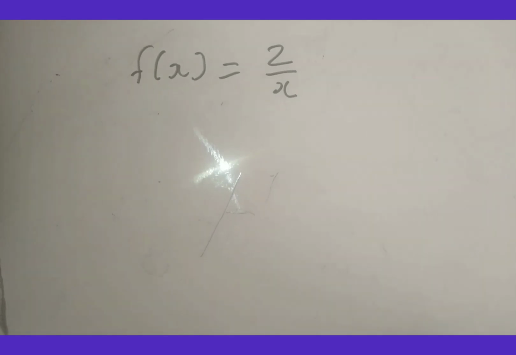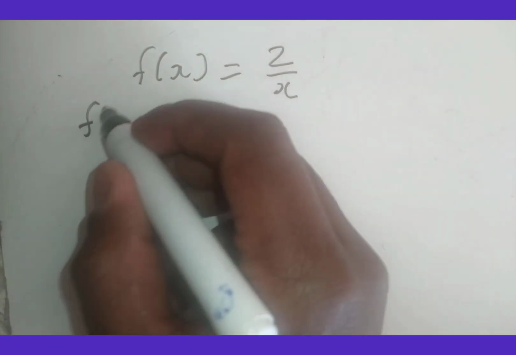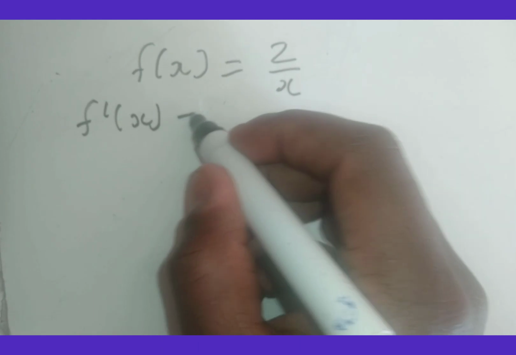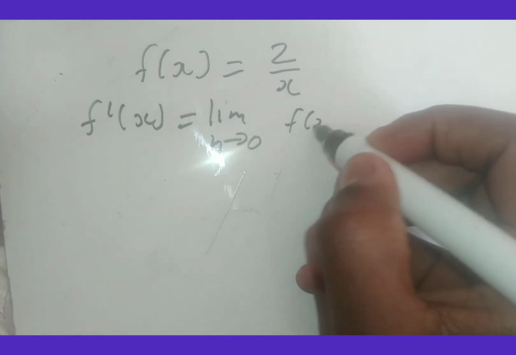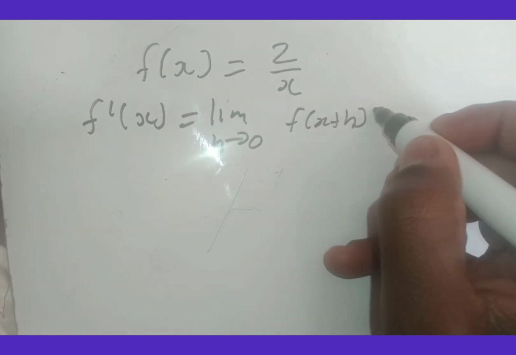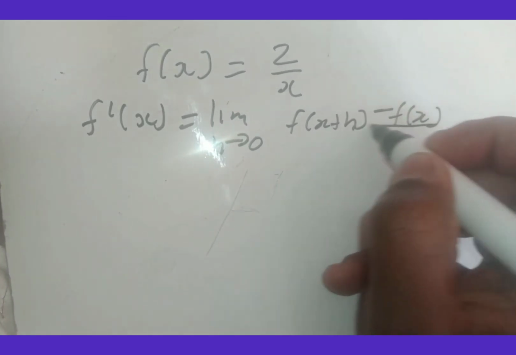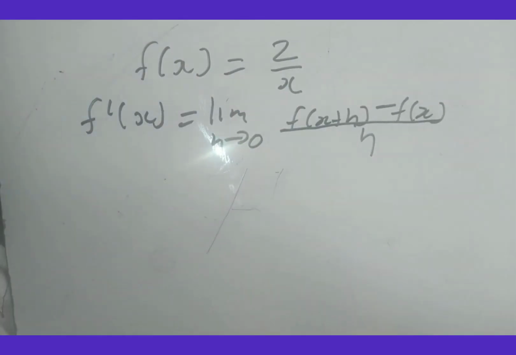Good day. So I'm going to show you how to find the derivative of a fraction using first principles. So how do we find the derivative of a fraction? Well, the formula for first principles is f prime x is equal to the limit as h tends towards 0 of f at x plus h, all minus f at x, all over h.